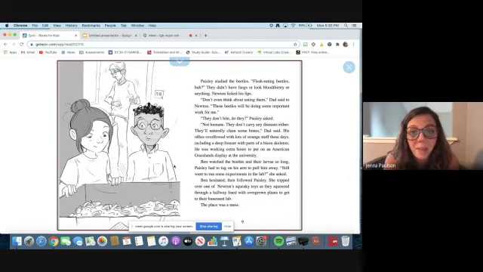Okay. Paisley studied the beetles. Flesh-eating beetles, huh? They didn't have fangs or look bloodthirsty or anything. Newton clicked his lips. Don't even think about eating them, Dad said to Newton. These beetles will be doing some important work for me. They don't bite, do they? Paisley asked. Not humans. They don't carry any disease either. They'll naturally clean some bones, Dad said.